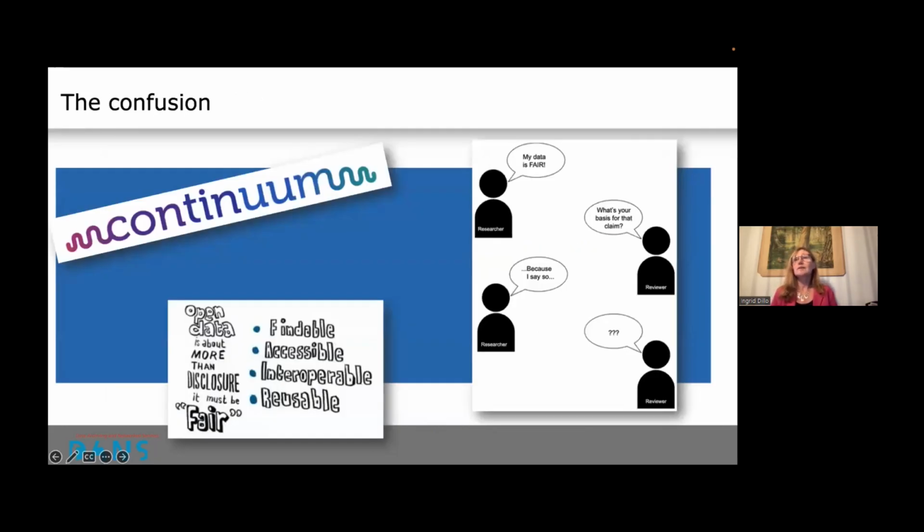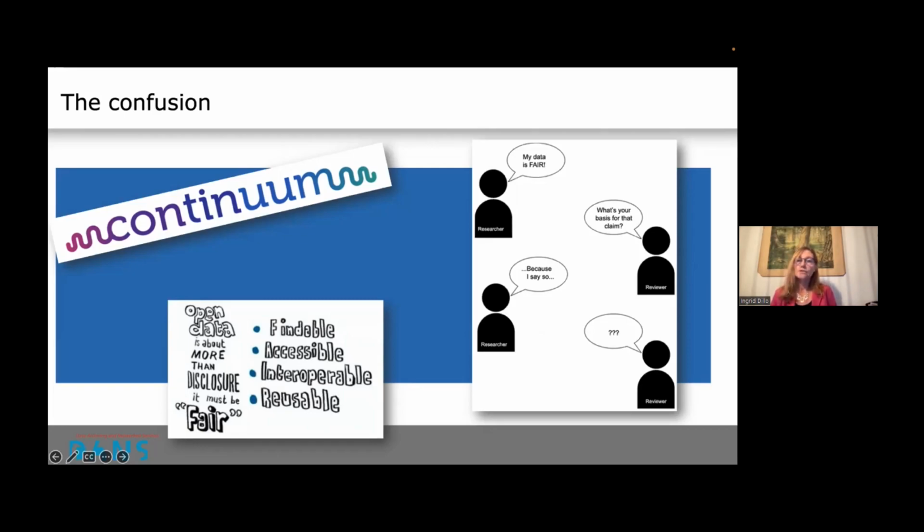But on the other hand, I think the FAIR principles also created some confusion here and there and still do. First of all, I think it's very important to be aware that FAIR or not FAIR is not a binary thing. It is not a black and white thing. I see FAIR really as a continuum that we need to strive for, and a data set should therefore be as FAIR as possible.